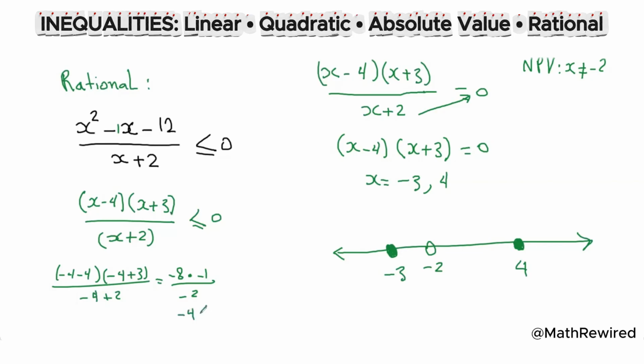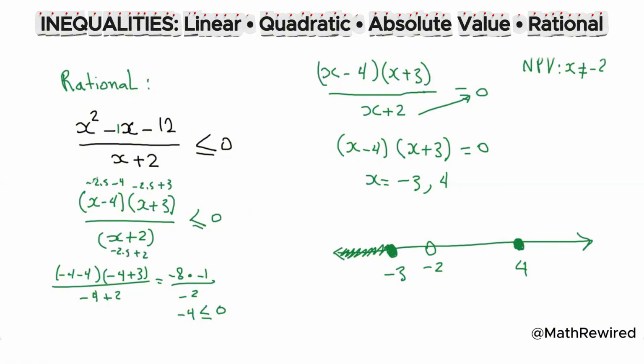Is that less than or equal to 0? Definitely, it is. That's a true statement, so I'm going to shade in here. Now, let's take a number in here. Unfortunately, we have to deal with decimals in here. So if I take a number in here, I'm going to put in negative 3.5. No, negative 3.5 is on this side. So I meant negative 2.5 minus 4, negative 2.5 plus 3, and negative 2.5 plus 2.